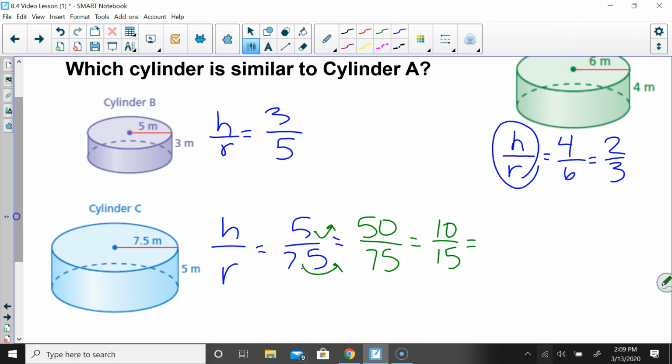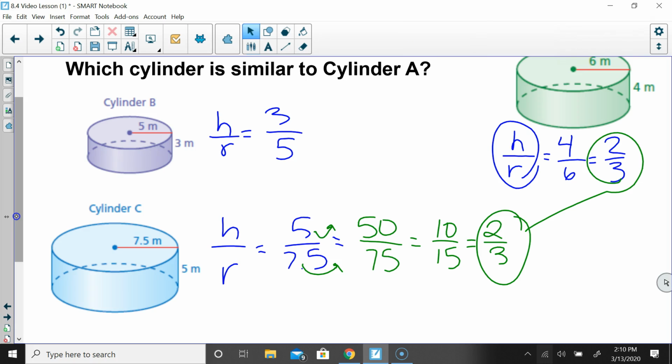Oh, I can divide by 5 again. 10 divided by 5 is 2. 15 divided by 5 is 3. And oh my goodness, they match. So since the ratios match, that means they're proportional to each other, which means that cylinder A and cylinder C are similar. So the answer is cylinder C.